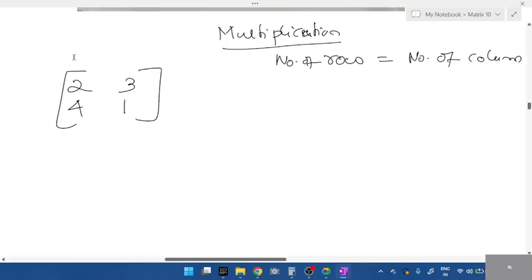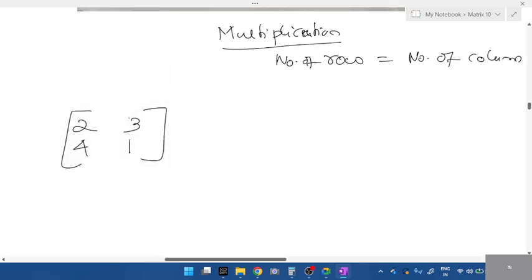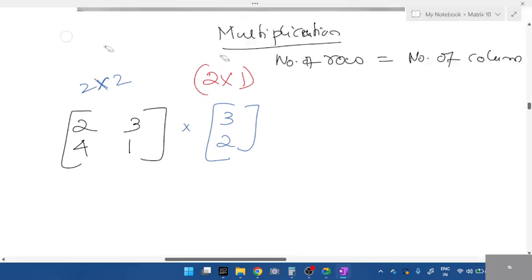Okay, column. Now let me take this matrix. How many rows are there in this? 2. What's the order? 2 comma 2, 2 by 2, right? 2 rows and 2 column. I'll multiply this with another matrix, 3 by 2, students. How many rows does it have? No, no, 2 rows. How many columns? 1. Okay, 2 rows and 1 column. So the answer is 2 into 1, 2 by 1. 2 into 2, not this formula, 2 into 2.